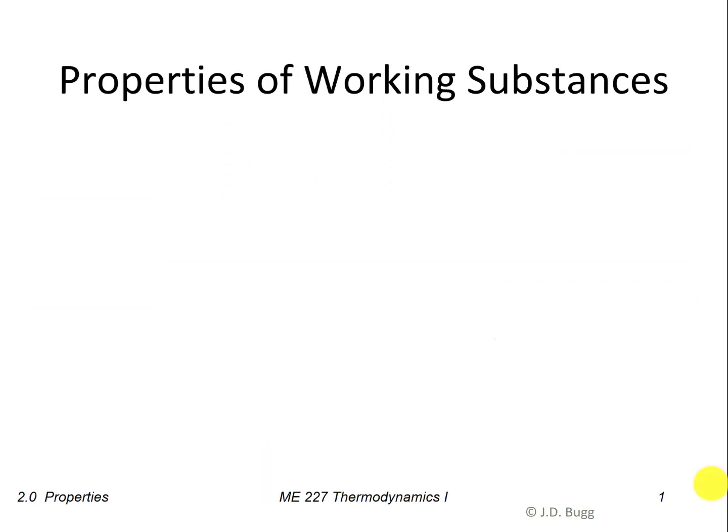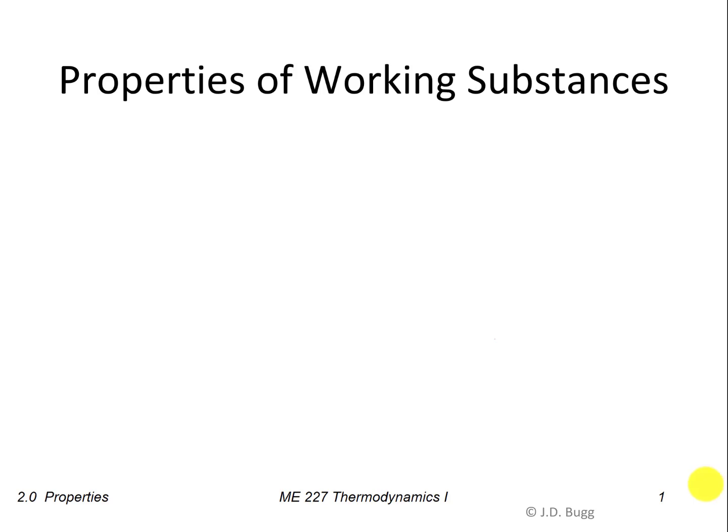This lecture is going to discuss how to find the properties of working substances. In the introduction, we saw that work and heat transfers with systems result in changes to the properties of our working substance, whether that's water, air, refrigerant, doesn't matter what the substance is. As work and heat exchanges happen with the surroundings, the properties of the substances change. So we need to find out how to find the properties of our working substances.